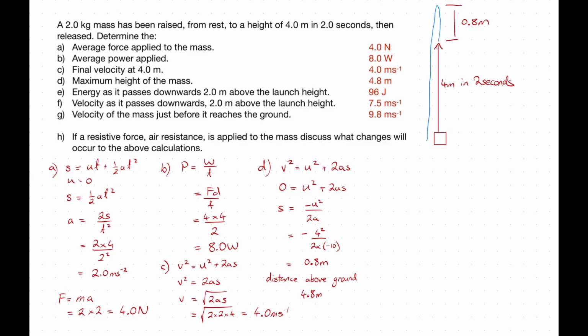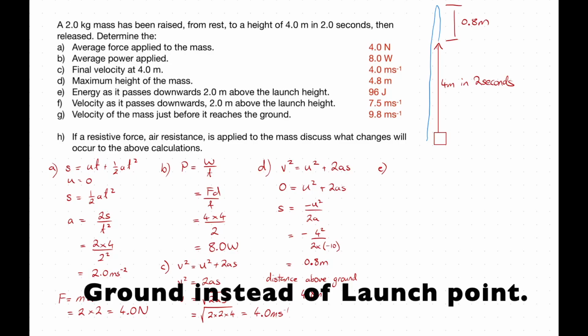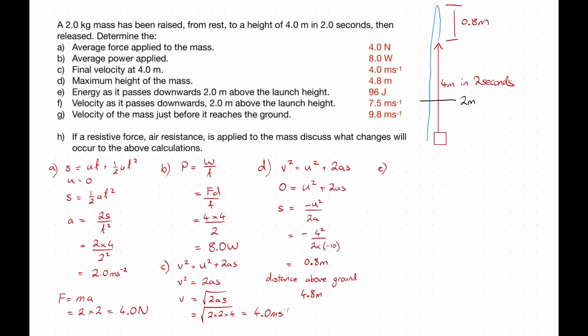Now let's find E. So E is determine the energy as it passes downwards 2 meters above the launch height. So we're looking at a point, let's say here, this is 2 meters above the launch height. When we look at this one, we want to think about conservation of energy. So the maximum amount of energy that we're going to have is when it's right at the top. This is going to be our potential energy in that situation, which is going to be equal to mgh.